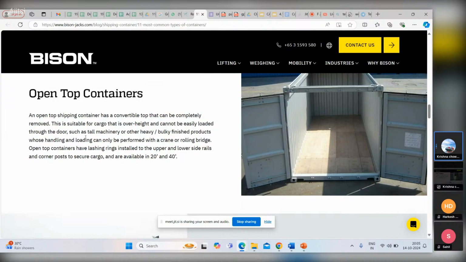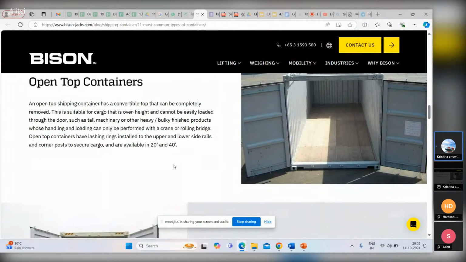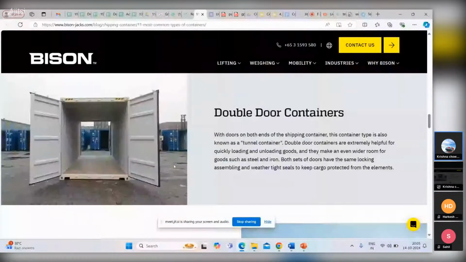Open top containers have lashing rings installed to the upper and lower side rails and corner posts to secure cargo, and are available in 20 foot and 40 foot. So all the containers are mostly available in 20 foot and 40 foot, unless otherwise specified.